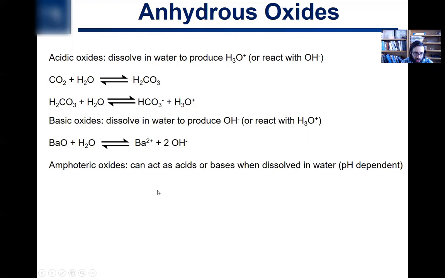And then there are amphoteric oxides. These can act as bases or acids when dissolved in water, and usually this depends upon what pH you're at. At a certain pH, it'll act as a base, and at another pH, it'll act as an acid, same compound. Gallium oxide is an example of an amphoteric oxide.